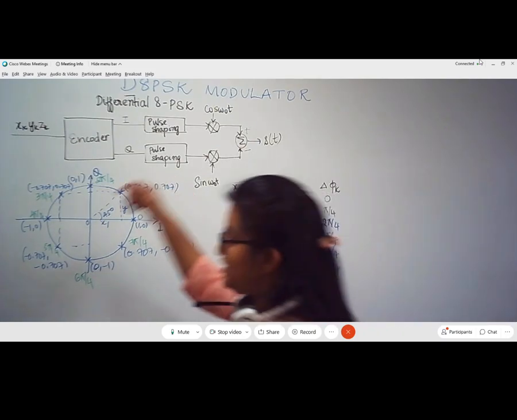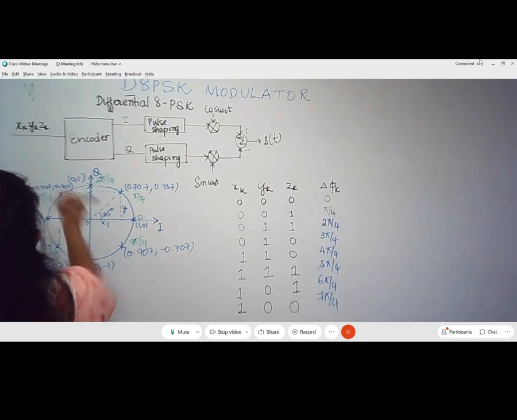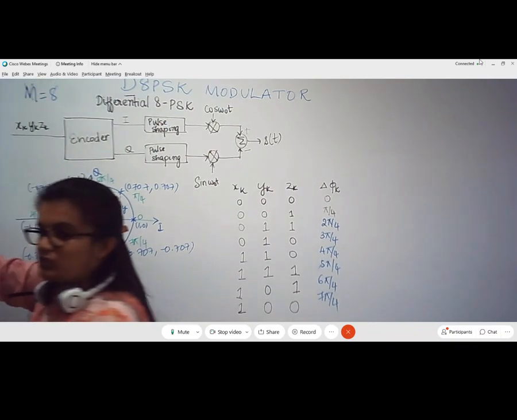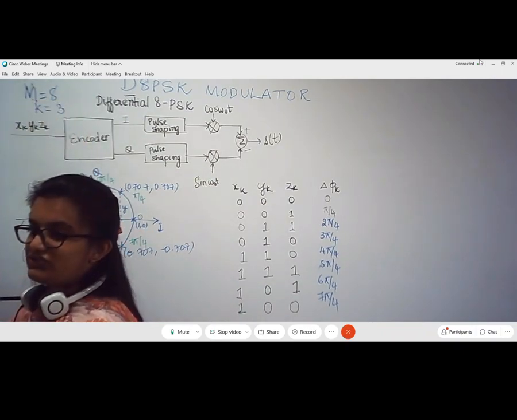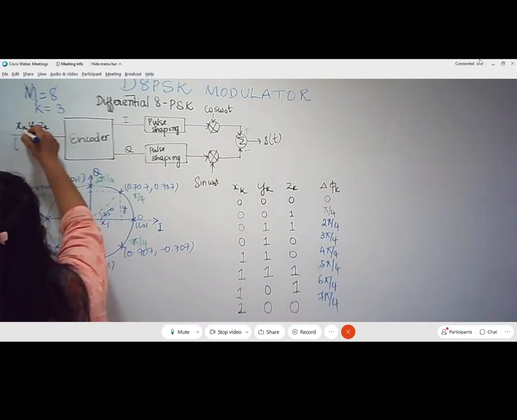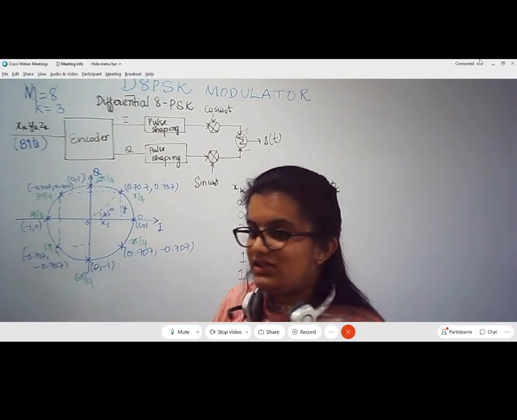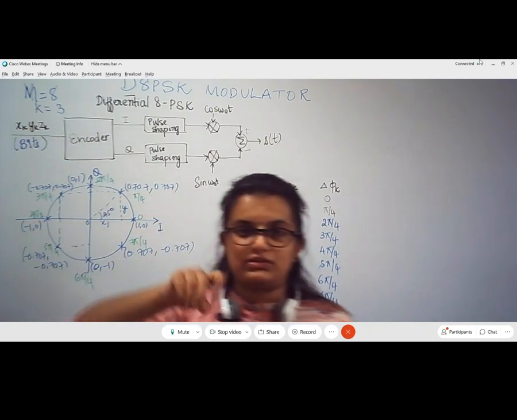See, I said there are 8 symbols here. M is equal to 8. How many bits constitute one symbol? We already calculated that its value is equal to 3. So 3 bits is equal to one symbol. Whatever these xk, yk, zk are, they are the bits that we are trying to transmit. If you group 3 bits at a time, you are going to send one symbol.